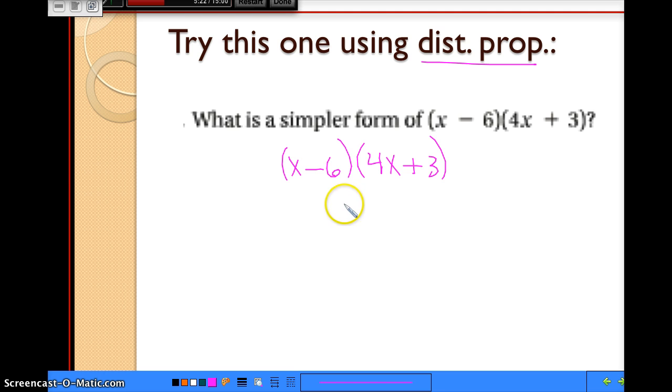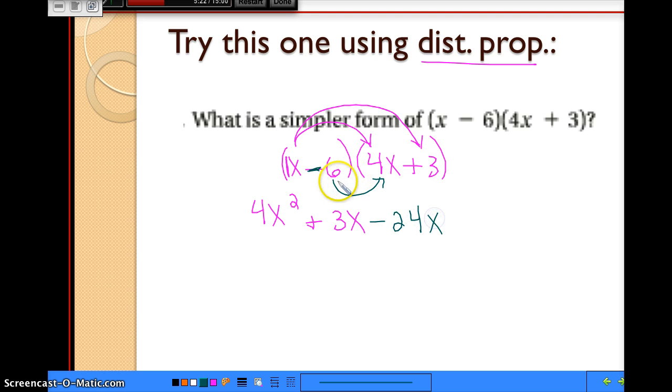All right, hopefully you have put me back on resume now, and let's go ahead and multiply first x, which is really a 1x times a 4x, which is 4x squared. Then multiply your 1x by your 3, which is 3x. And now you're going to go ahead and multiply your negative 6. Be careful because it's a negative 6 by 4x, which is negative 24x. And then negative 6 by 3 is negative 18.